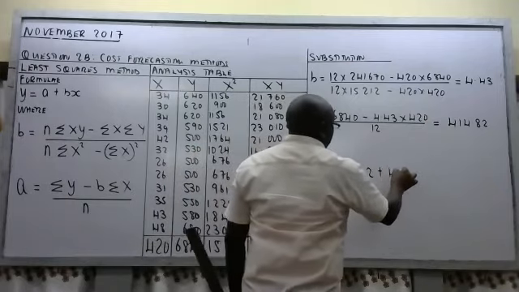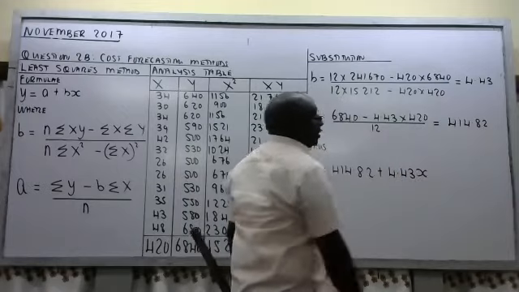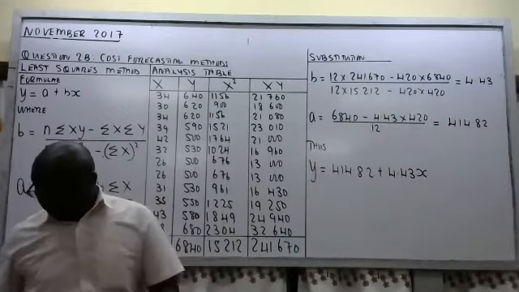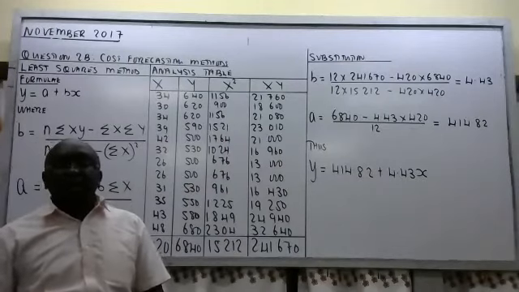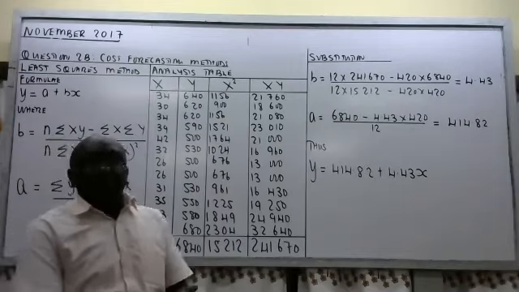And thus, the function y is equal to 414.82 plus 4.43x. So that is how you are supposed to present it in an exam. That is the perfect way.